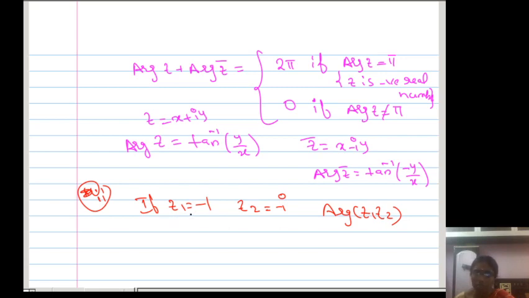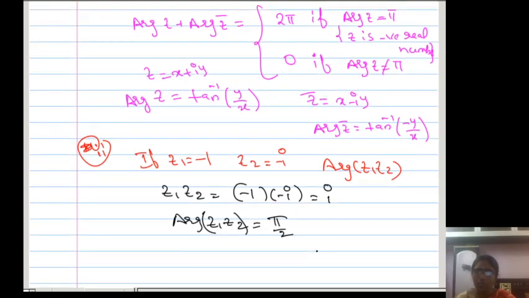For example, z1 is minus 1 and z2 is minus i. What is the value of z1 z2, the multiplication? Minus 1 into minus i, simplify, you get i. Now what is the argument of z1 z2 here? The complex number i lies on the positive y-axis, so 1 by 0 is undefined, and tan inverse of undefined is 90. Already explained. So the argument of i is 90.